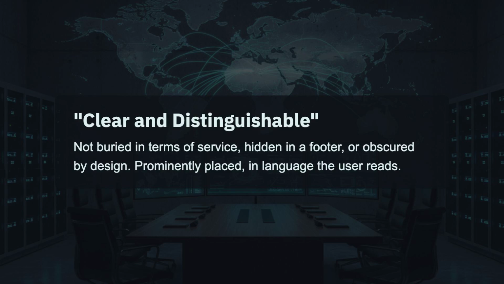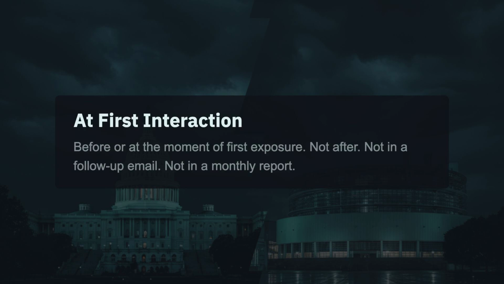Paragraph 5 establishes 2 cross-cutting requirements that apply to all 4 substantive paragraphs. First, clear and distinguishable. The disclosure must not be buried in terms of service, hidden in a footer, or obscured by design. It must be presented in a manner that a natural person will actually notice and understand. This is a presentation standard, and it has real design implications. A tiny font disclaimer at the bottom of a web page does not meet this standard. An inline notification prominently placed in language the user reads approaches it.